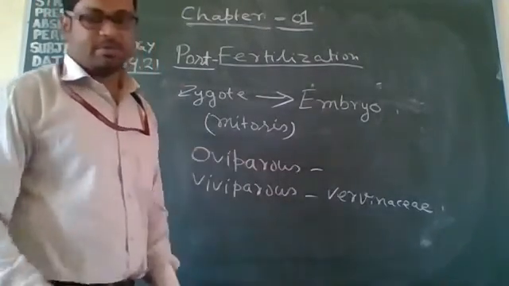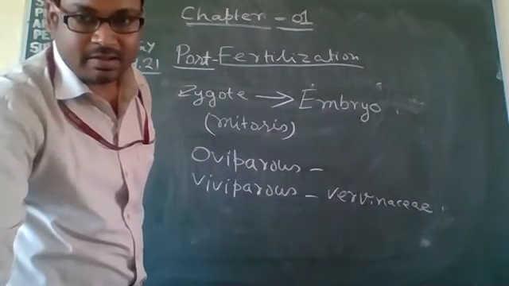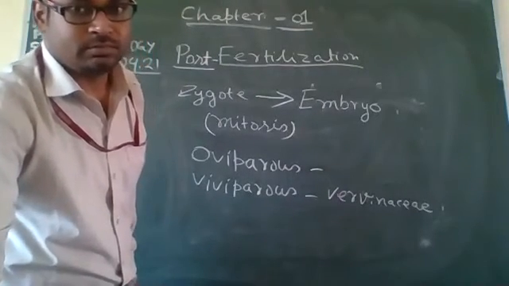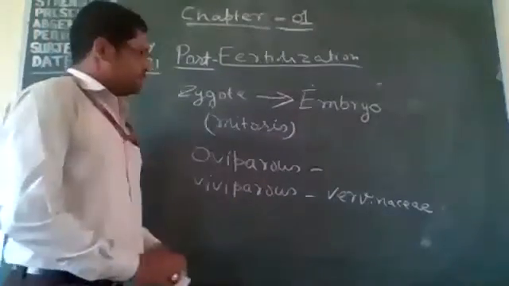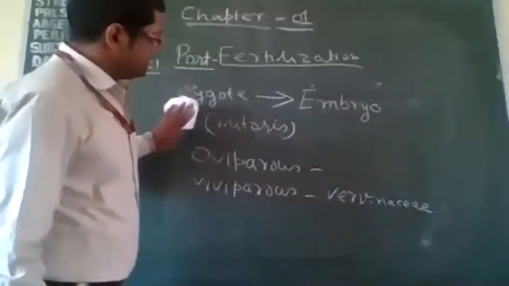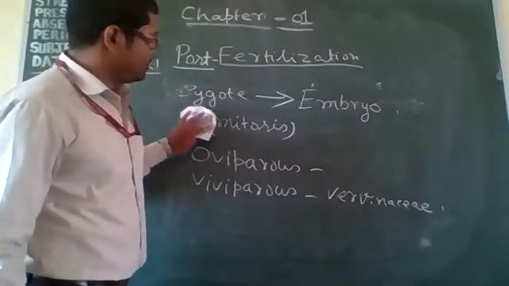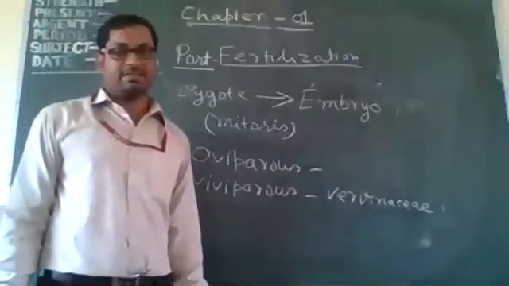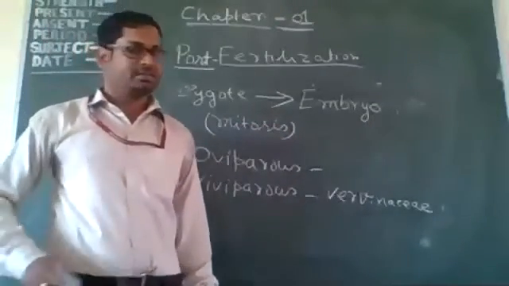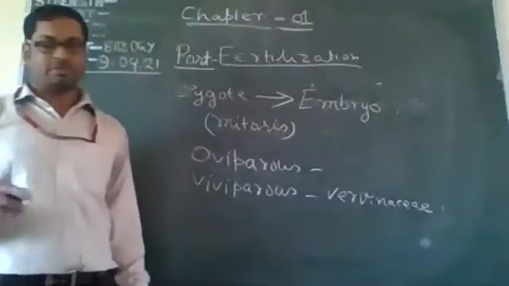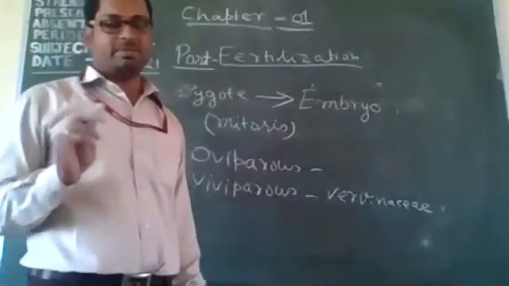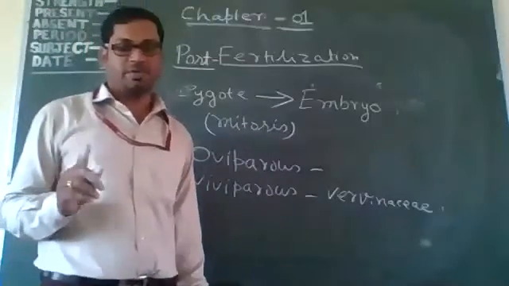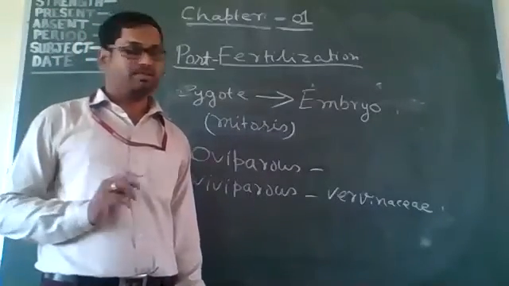Here, this is the post-fertilization stage. In the case of plants, after the formation of zygote and embryo, they develop the seed. What do you mean by seed? The mature ovule is called seed. And the mature ovary is called fruit.